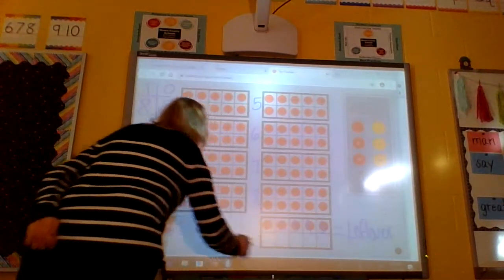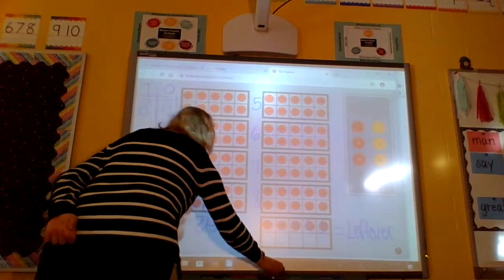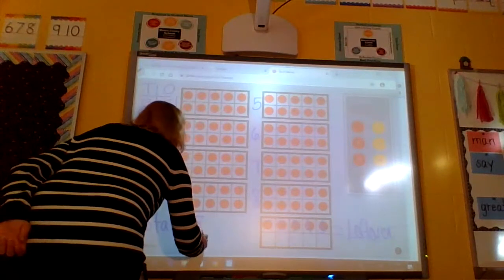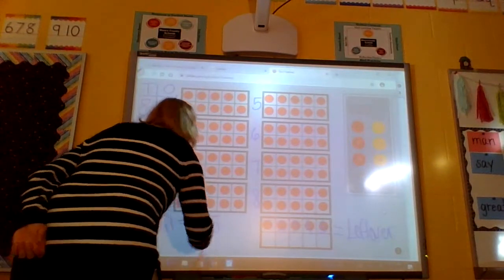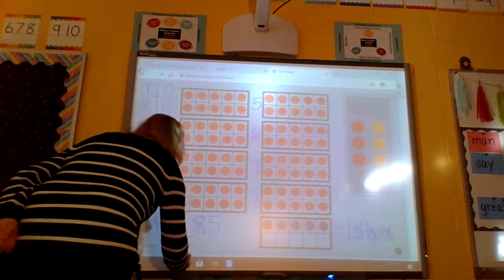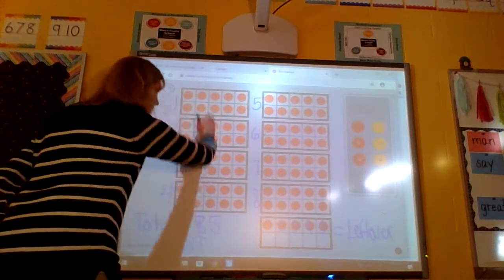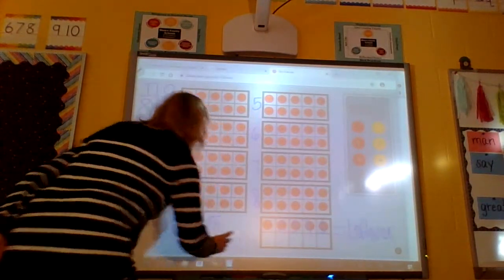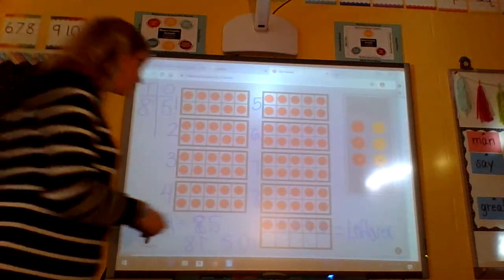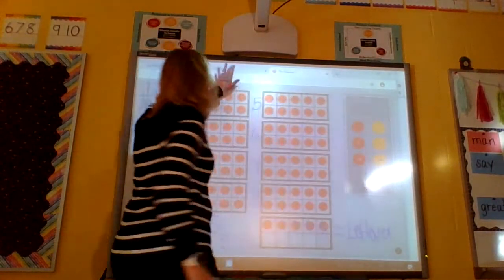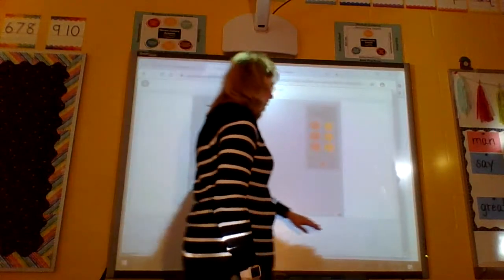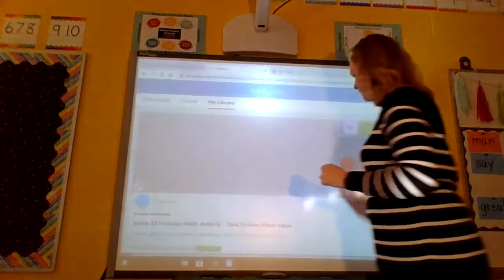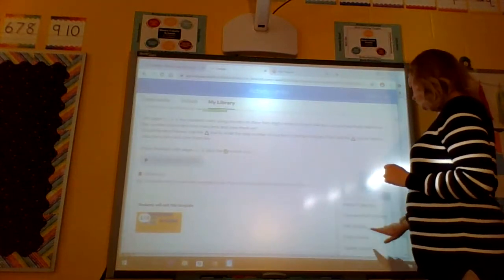That doesn't really look like 85, so let me fix it. Ooh, okay, there it is. That wasn't going to let me erase. 85, and we have 8 10s, because we already counted them, and 5 1s. Okay? So just like your assignment last week, very similar.